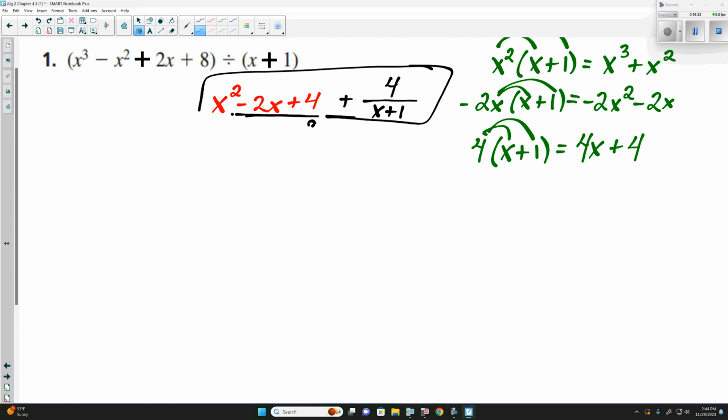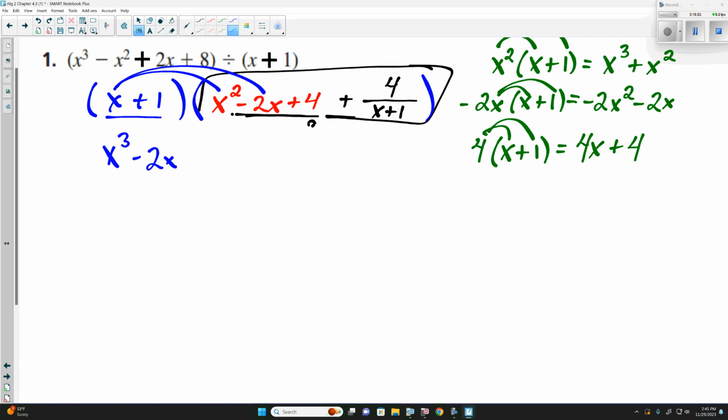Because if I wanted to multiply this by x plus 1, we would actually get back to x cubed minus x squared plus 2x plus 8. Because x times x squared would be our x cubed. X times negative 2x would be negative 2x squared. X times 4 would be plus 4x. I'm going to worry about that second half in a second. Our 1 times x squared would be plus x squared. Our 1 times negative 2x would be negative 2x. And our 1 times 4 would be plus 4.